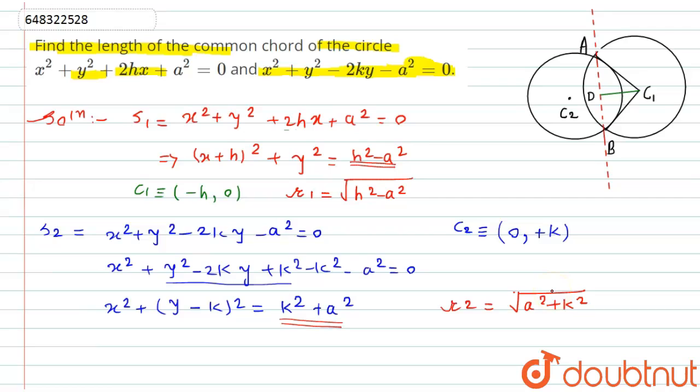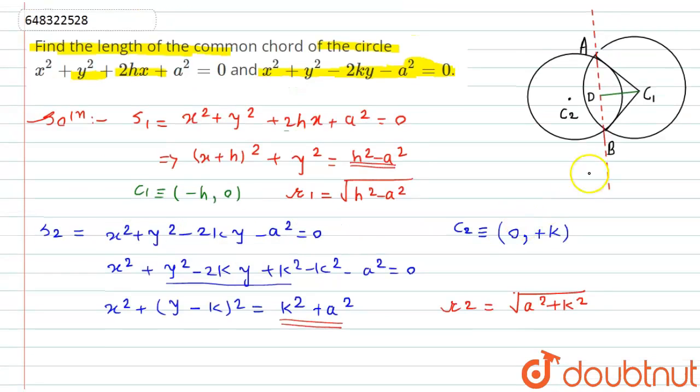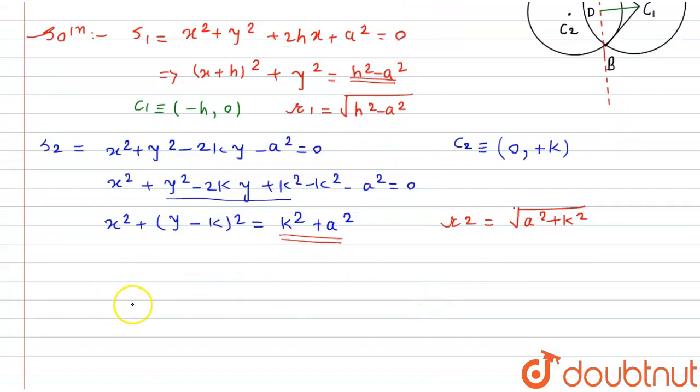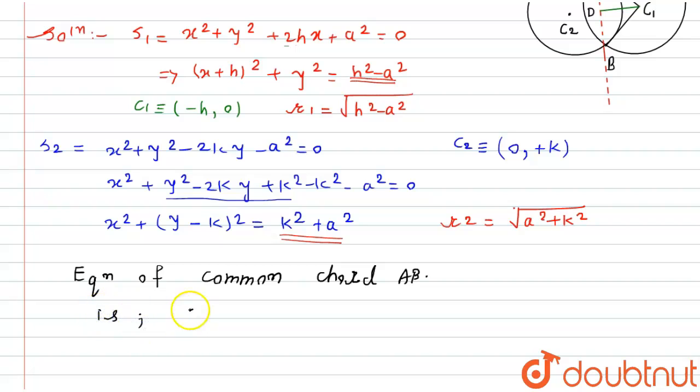Okay, now to find the length of the chord, we need to find the equation of the chord. Now how could we find that? If you see in the diagram, AB is nothing but the common chord for both the circles. So we will say the equation of common chord AB can be given by S1 minus S2, which is h x plus k y plus a square equals 0.